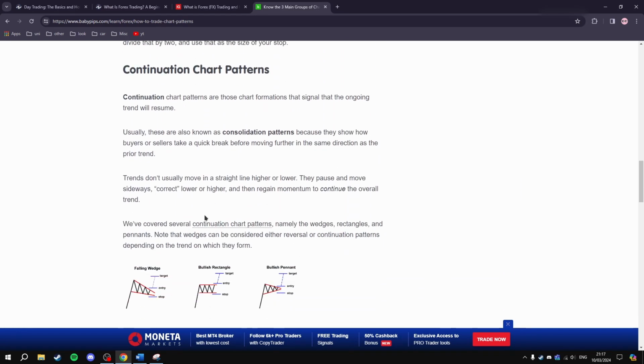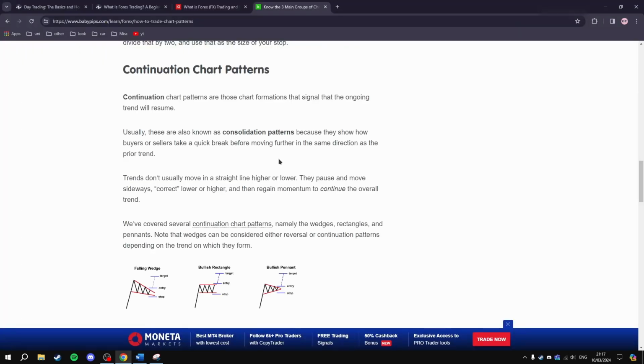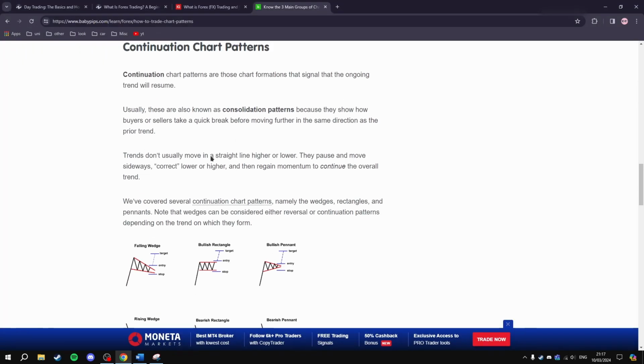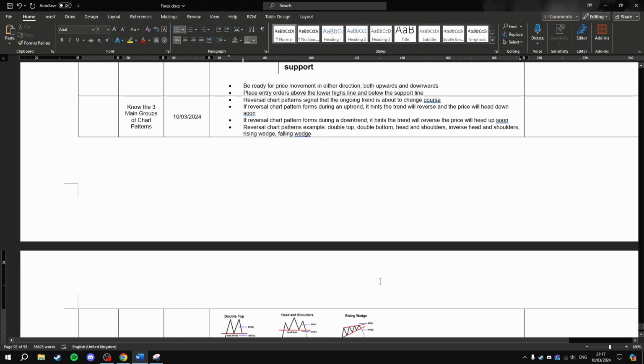Continuation chart patterns. Continuation chart patterns are those chart patterns that signal that the ongoing trend will resume.